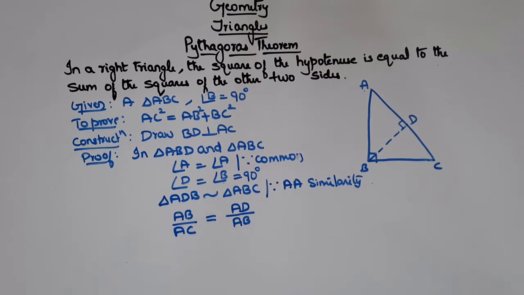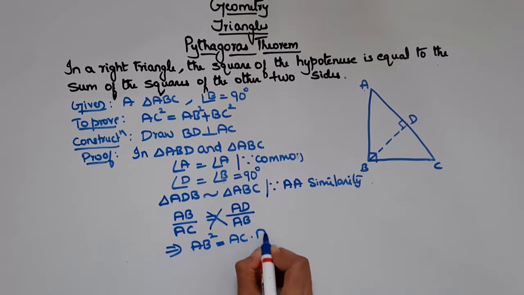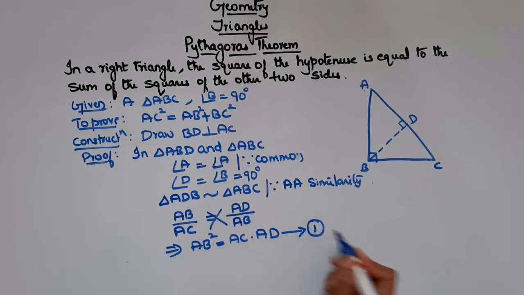You can also write which is equal to DB by BC, but that is not required, right? So this is how you can easily write the corresponding sides. I hope you are getting my point. So now when you cross multiply, this implies we get AB square is equal to AC into AD, right? So now let's take this equation as 1.